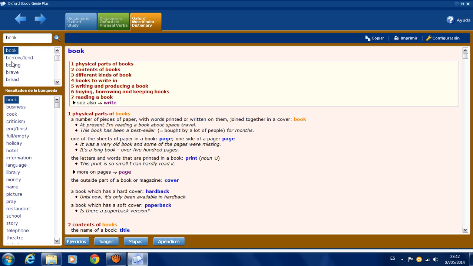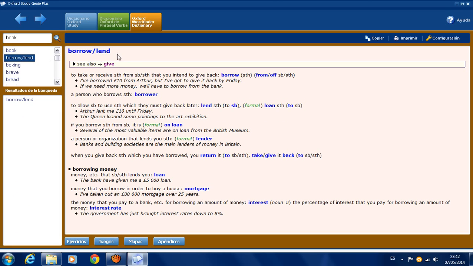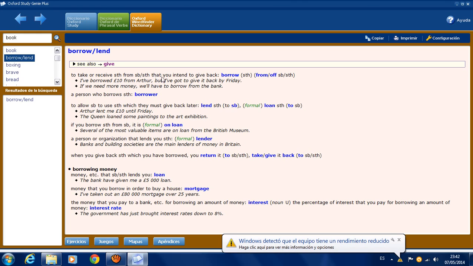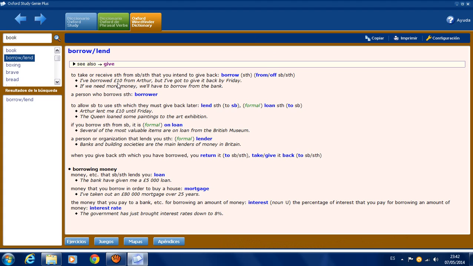Let's say, what about the difference between borrow and lend? Borrow: to take or receive something from somebody that you intend to give back. Could I borrow your pen, please? I've borrowed 10 euros from Arthur, but I've got to give it back by Friday. If we need more money, we'll have to borrow from the bank. So it's when you're getting something. And lend: to allow somebody to use something which they must give back later. Lend something to somebody, which is formal, to loan.